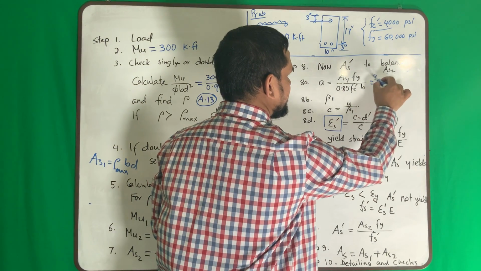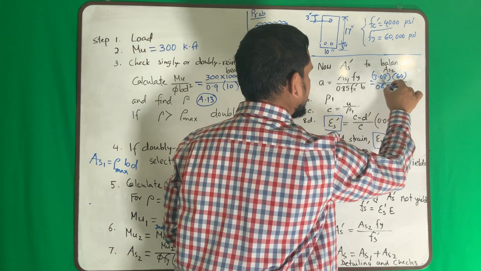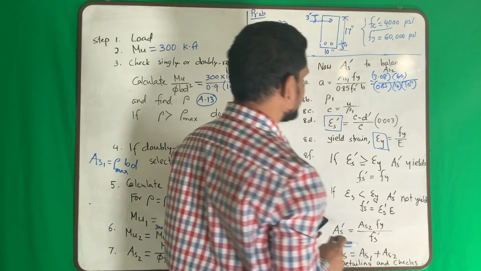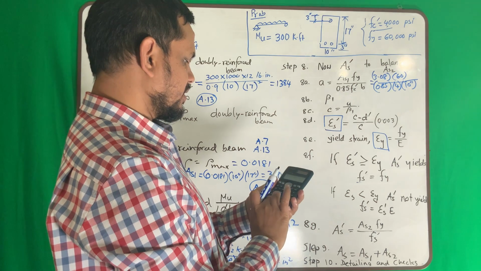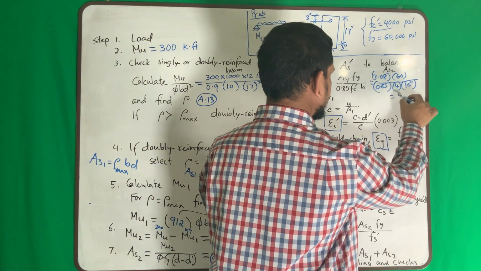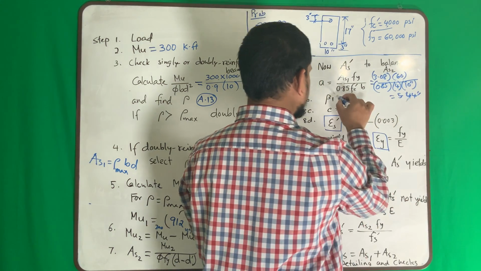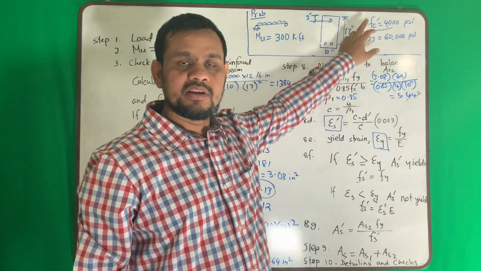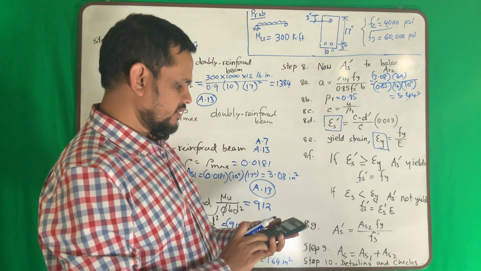So here I will write 3.08 inch square times 60 divided by 0.85 times 4, and B is 10. So 3.08 times 60 divided by 0.85 divided by 4 divided by 10. So I got A equals 5.44. Beta 1 is 0.85 for this concrete. If I use other concrete, you know how to find beta 1. It is a very earlier discussion.